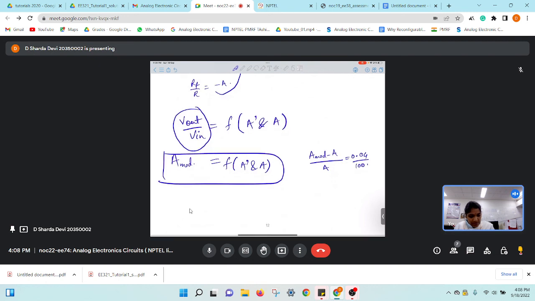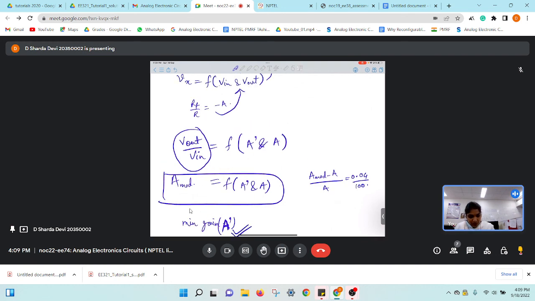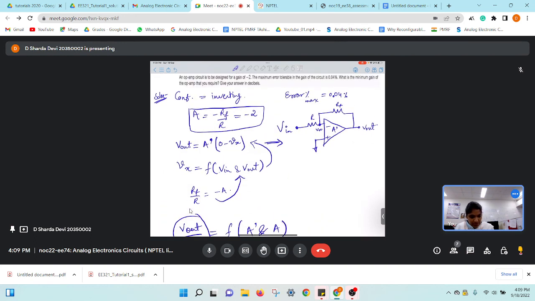So from there you have to find the minimum gain. The question is, what is the gain of the op-amp that you require? So what will be the value of this minimum gain, and we are talking about A dash over here, the open loop gain. You know this expression. From there, you will find the expression for error in the gain, and you will get this one. So this is the flow.